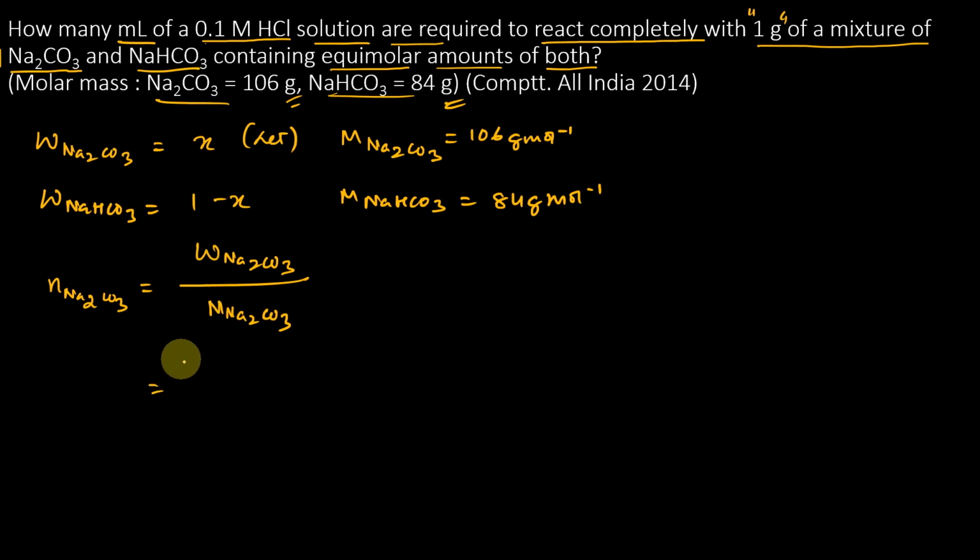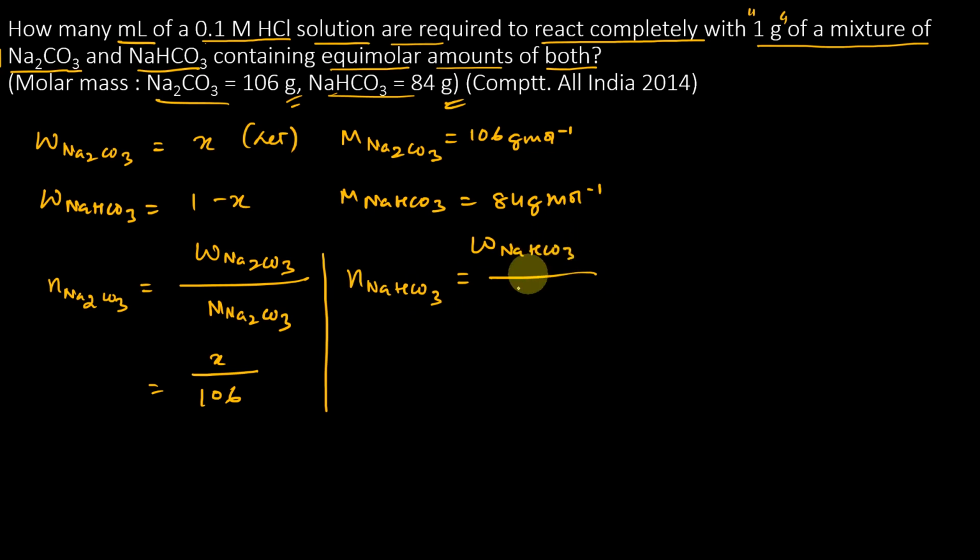Number of moles is going to be x divided by 106. ठीक है. And what is the number of moles of sodium bicarbonate? It is weight of NaHCO3 divided by molar mass of NaHCO3. तो ये कितना हो जाएगा? It will be 1 minus x divided by what? Molar mass of sodium bicarbonate. This is 84. ठीक है.